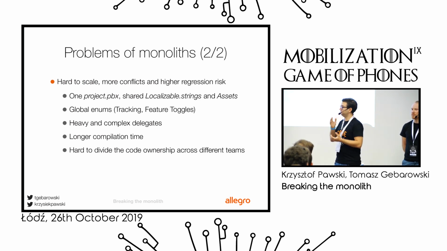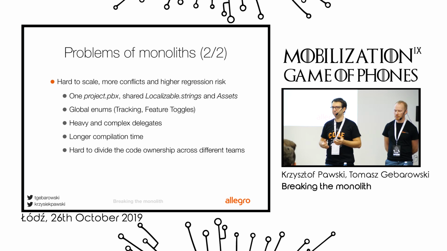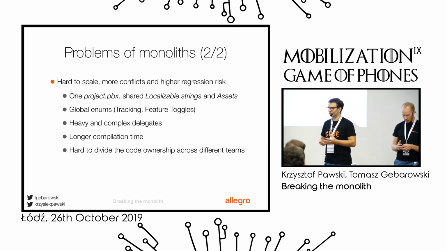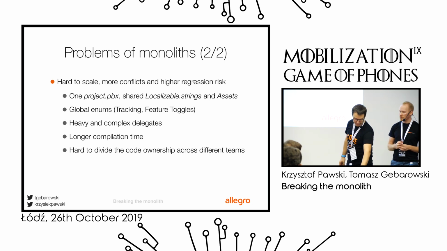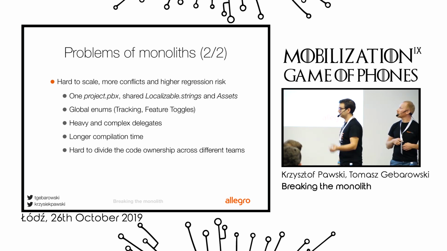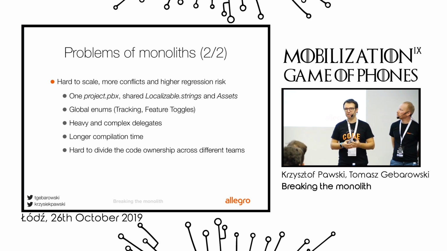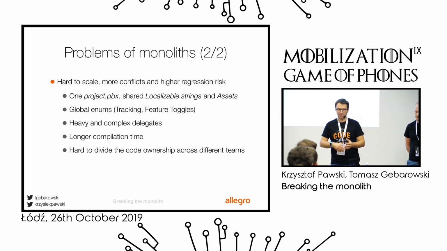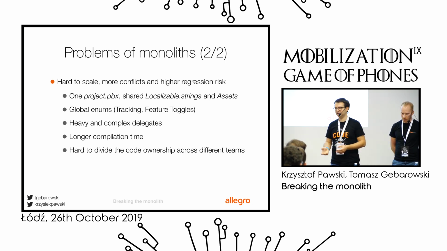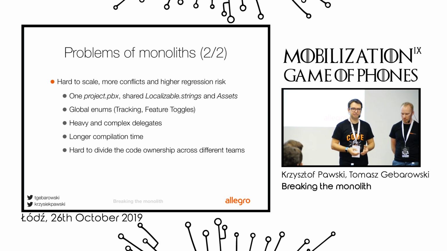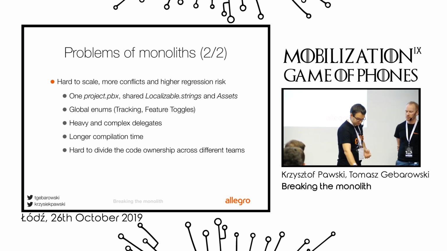But from the practical point of view, why was it hard to scale the monolith? First of all, there were common source files that were shared by large teams. We had, for example, one project PBX file, shared localization files, and shared assets. Those files were frequently changed, because usually when you develop a new functionality, those files are affected at some point, and when you want to merge it, there are conflicts. And when you have a really sophisticated continuous integration, it can take time until these changes are merged. So we tried to address these issues.